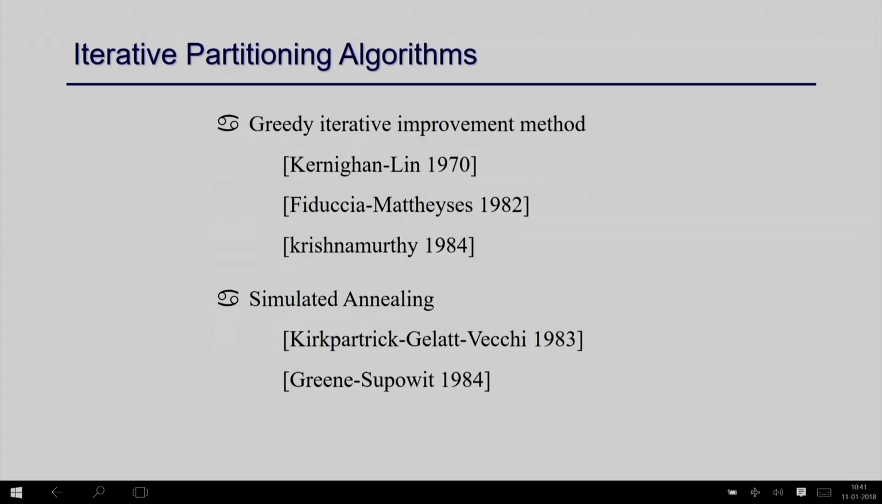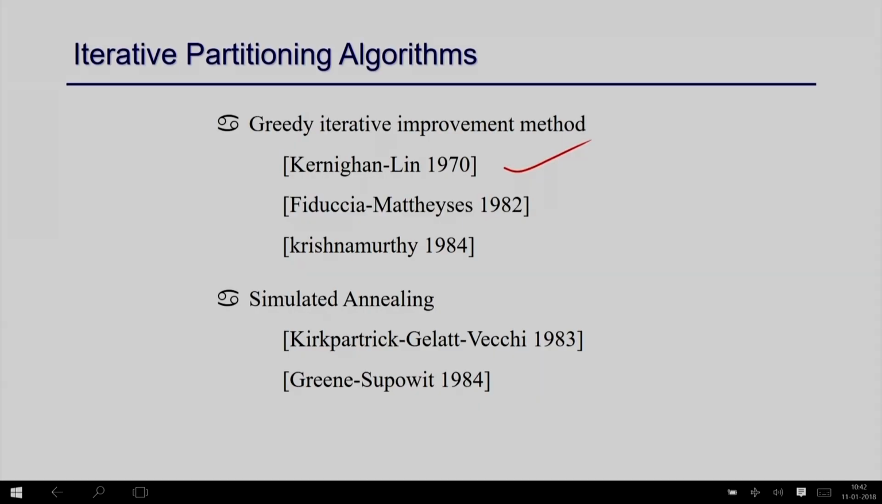If you go into iterative improvement algorithms, there are the Kernighan-Lin algorithm, the Fiduccia-Mattheyses algorithm, Krishnamurthy's algorithm, and similarly simulated annealing approaches. There are various kinds of approaches, and it is not possible to discuss all of them here. I will just give you a brief overview of the KL algorithm, which is the simplest version, I believe, compared to the others. That will give you a brief idea of how partitioning works.